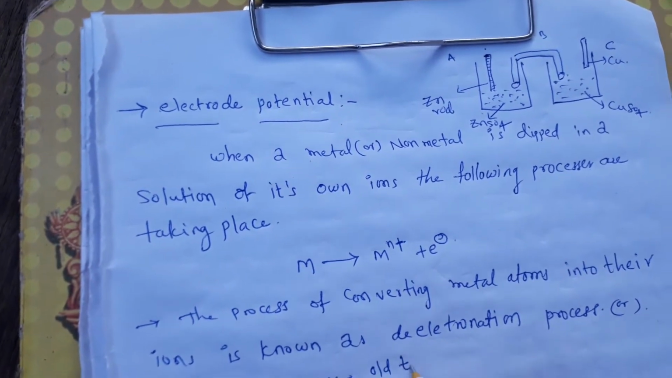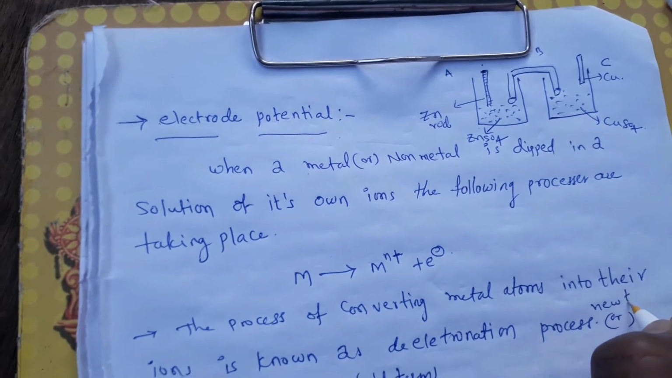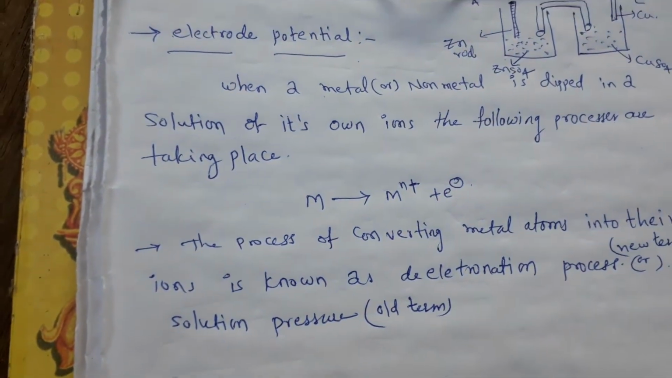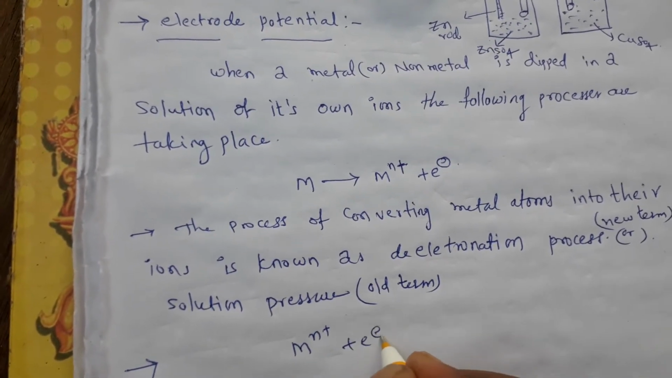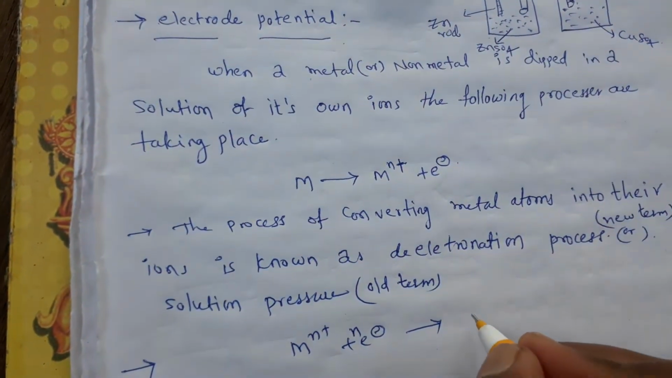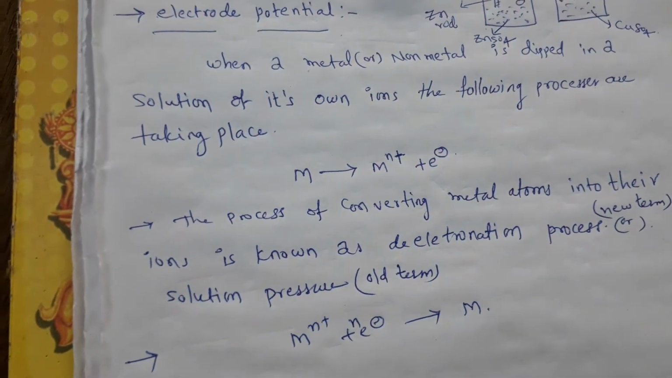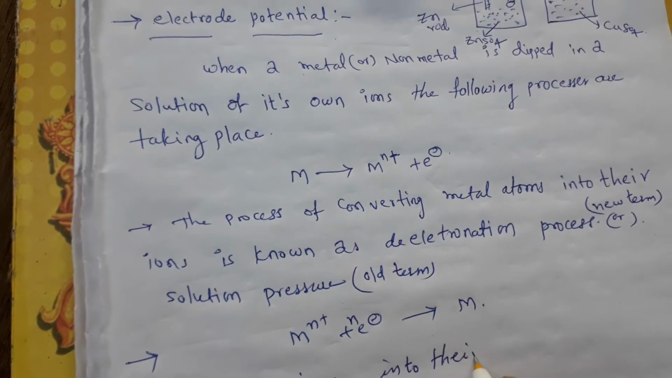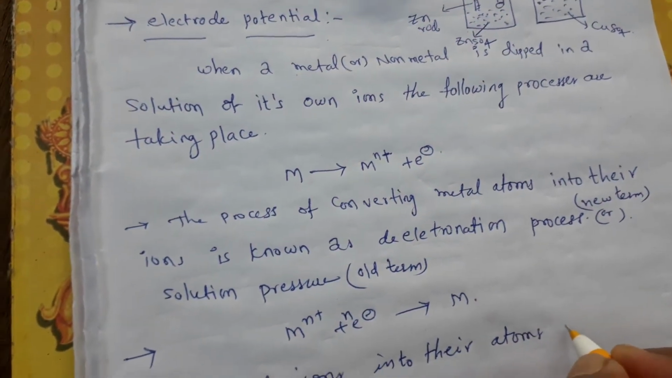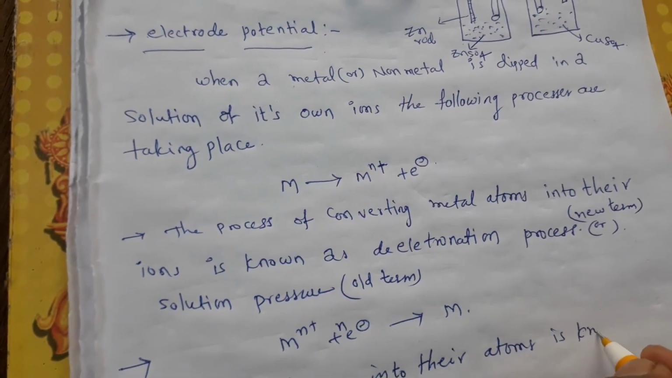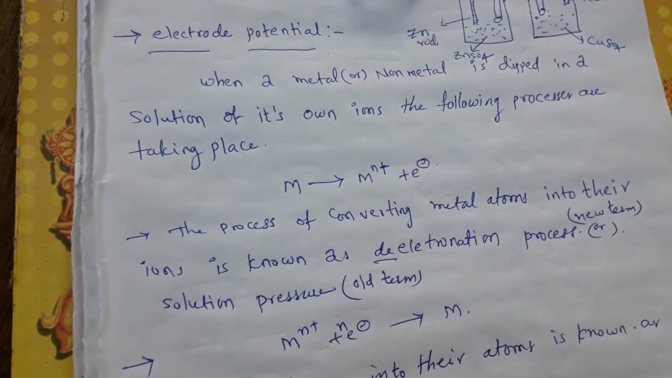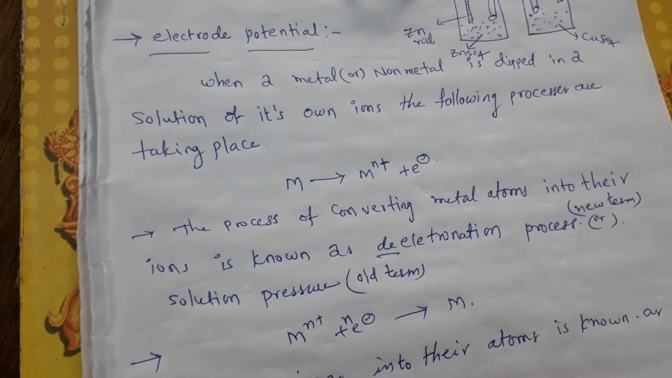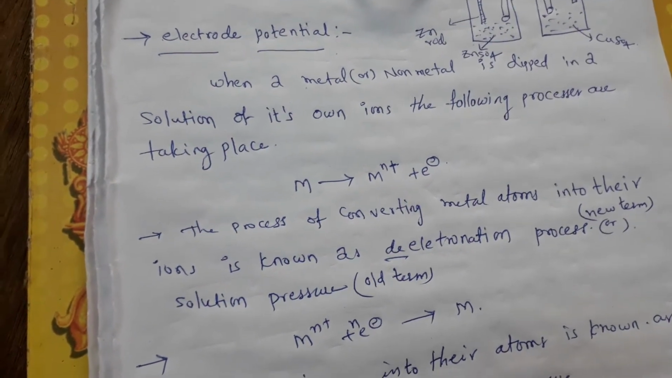So this is the old term, and here it is a new term. The new term you use in electrochemical cells is the de-electronation process, or we can say solution pressure. Another thing that happens is that metal M n plus gains n electrons and is converted into metal. So the process of converting the metal ions into their atoms is known as the electronation process, or we can say osmotic pressure. That is the old term, and electronation is the new term.